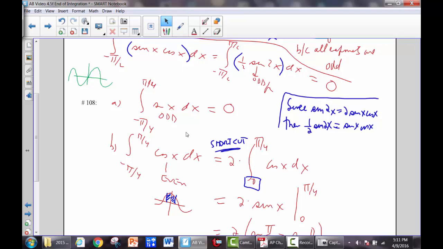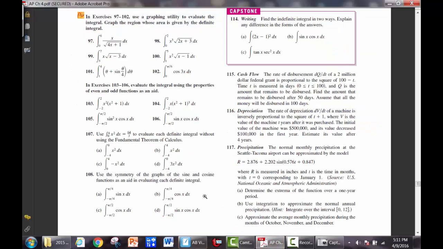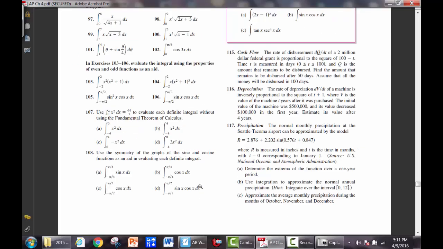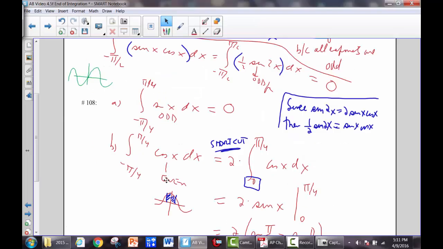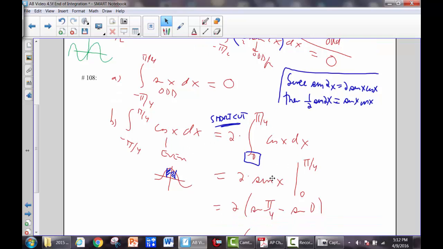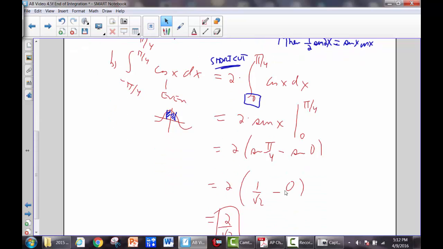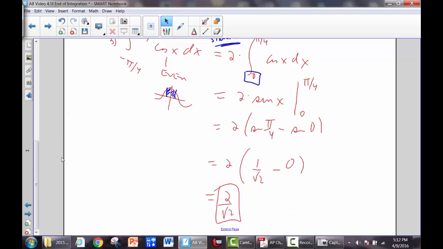Oh, sorry, number 108, slightly different. Use the symmetry of the graphs of the sine and cosine function as an aid in evaluating each integral. So separate question. Number 108, integrating from negative pi over 4 to pi over 4 of sine x. Sine x is an odd function. That'll give 0. Make sure these limits are opposites of each other. Cosine x is an even function, so it will give the same thing as 2 times the integral from 0 to pi over 4. The integral of cosine is sine. Evaluate that from 0 to pi over 4, and you'll get 2 root 2. Okay?